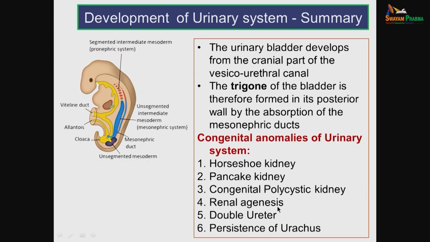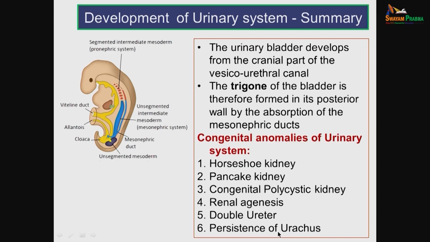Sometimes the kidney itself fails to develop, it is called renal agenesis. There can be a problem with the ureteric bud, which is a diverticulum or a bud from the mesonephric duct, and it can be bifid in some cases. It is a congenital anomaly which is called duplication of ureter or double ureter.